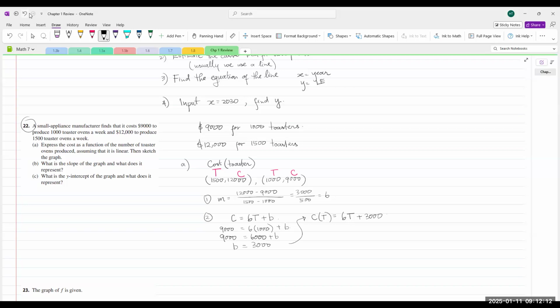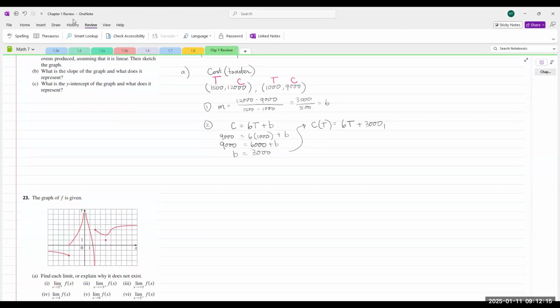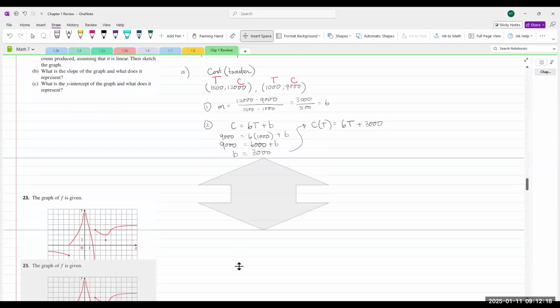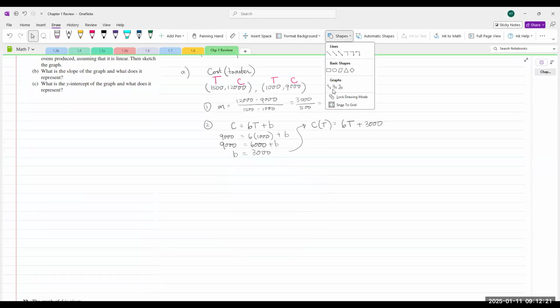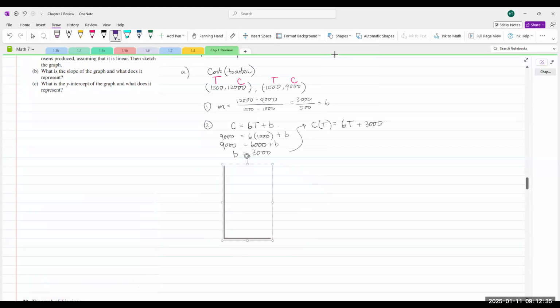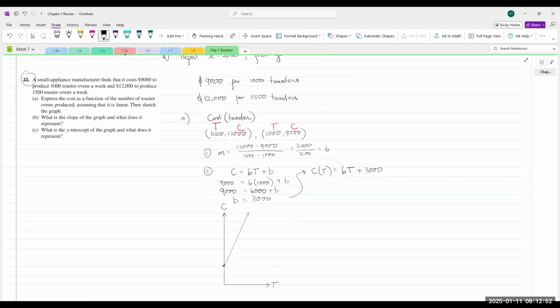Okay, so the graph will approximately look like this. I want to graph. So the y-intercept is 3,000. The slope is 6. So this is the number of toasters and this is the cost. That's for part A.